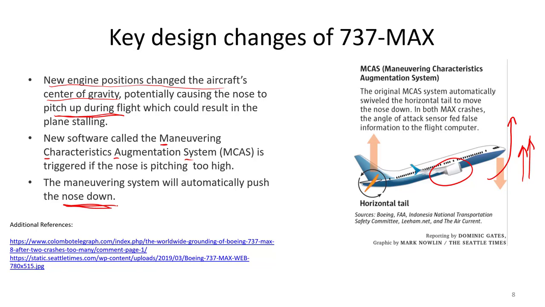So Boeing had good intentions with this software. They designed it to be a safety precaution. They didn't want the engines to stall, they didn't want the nose to pitch upward. So the software is supposed to make the plane safe.